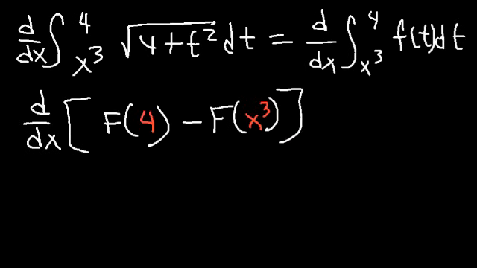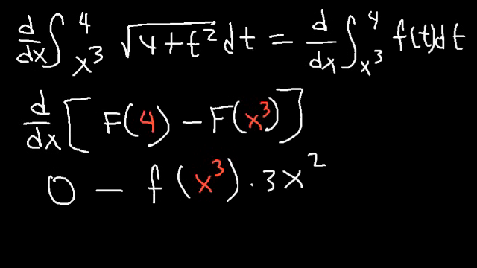F of 4 is a constant, so the derivative of a constant will be 0, minus the derivative of capital F is lowercase f, and then we need to differentiate the inside function. The derivative of x cubed is 3x squared. So it's going to be negative 3x squared.